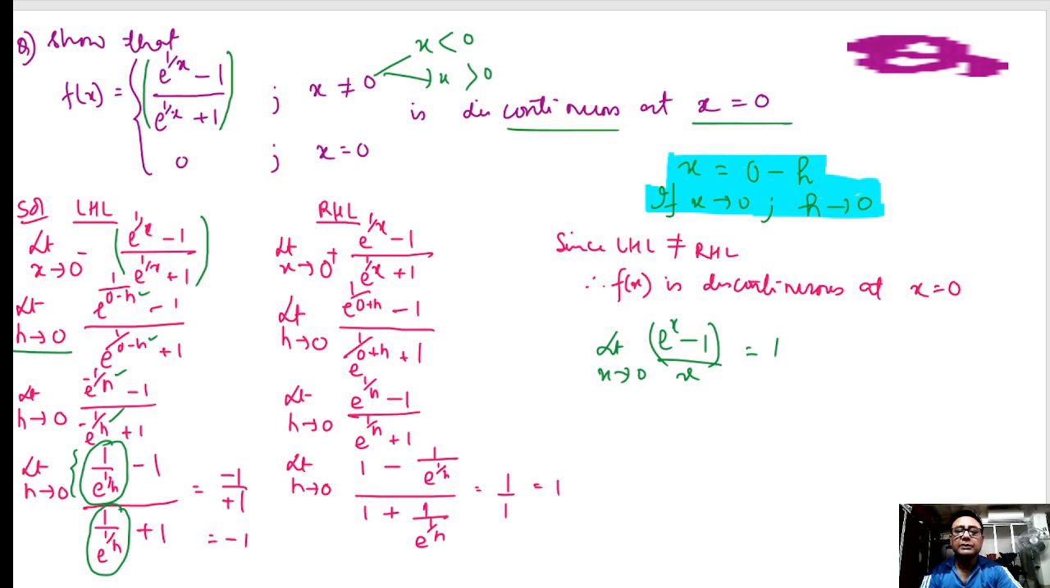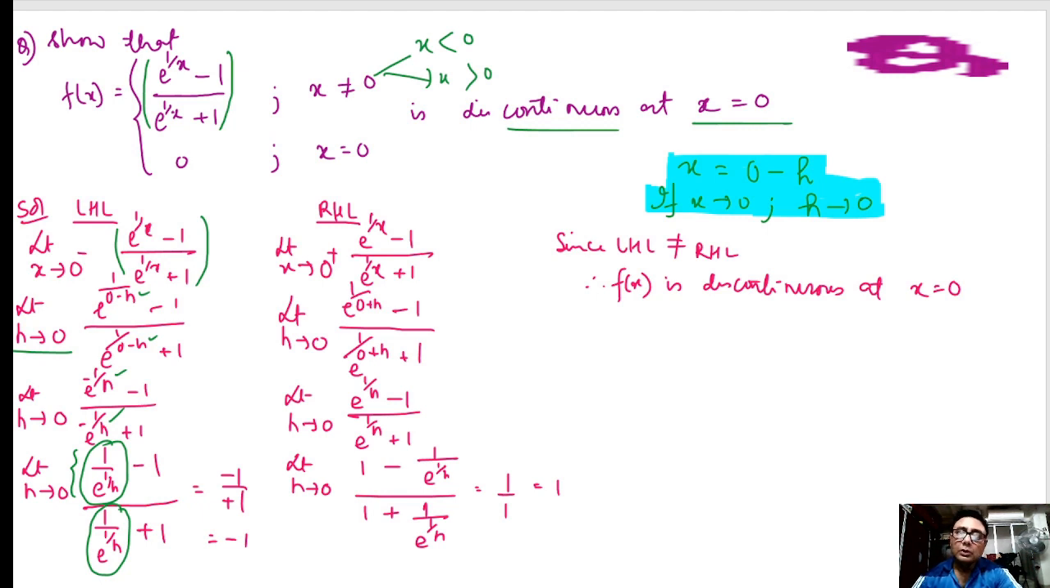So here, as you can see, if I put h as 0, so 1 by 0 will be infinity. If I put here, please watch one thing, let me show you this calculation. Please watch the calculation here.